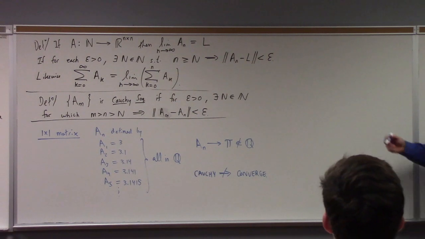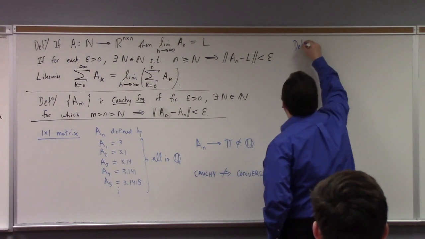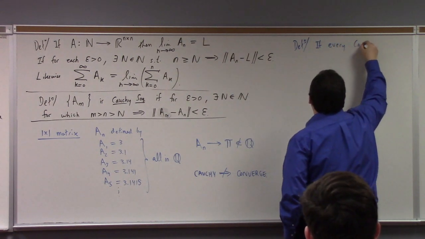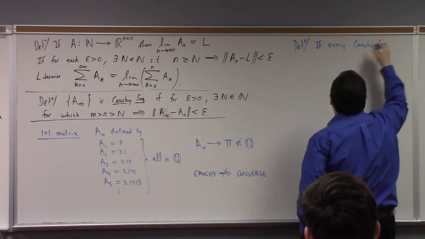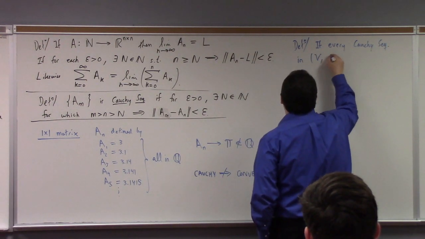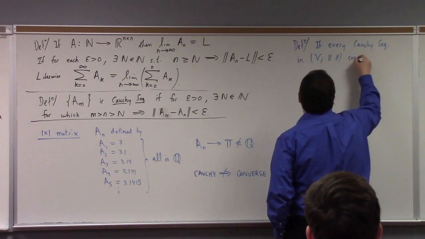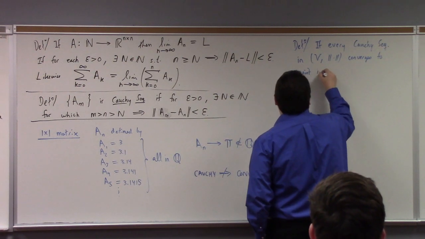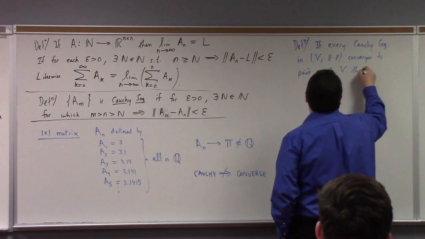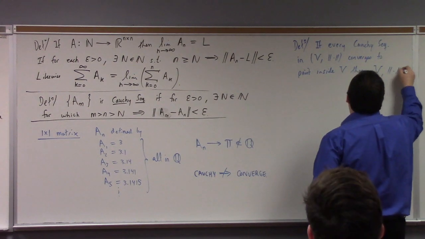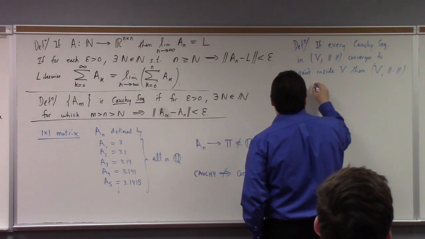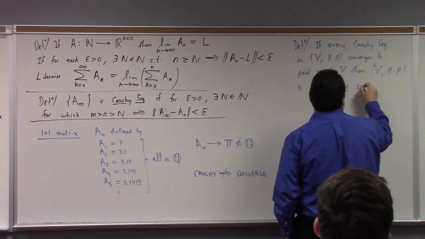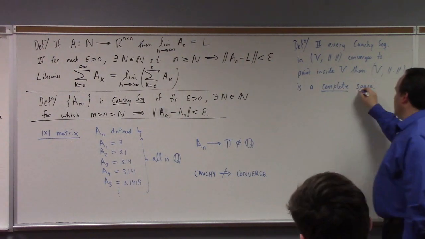So here's a definition for you guys. Definition: if every Cauchy sequence in V paired with a norm converges to a point inside V, then V paired with the norm is a complete space. It's a complete space.